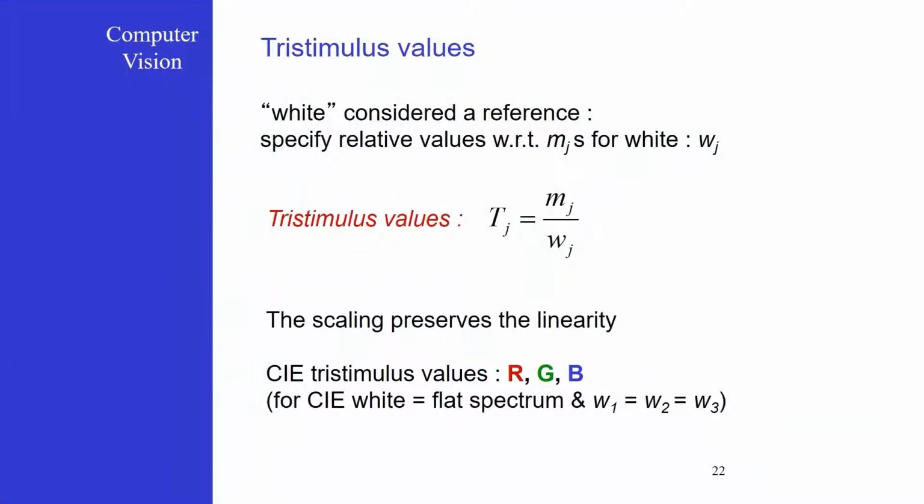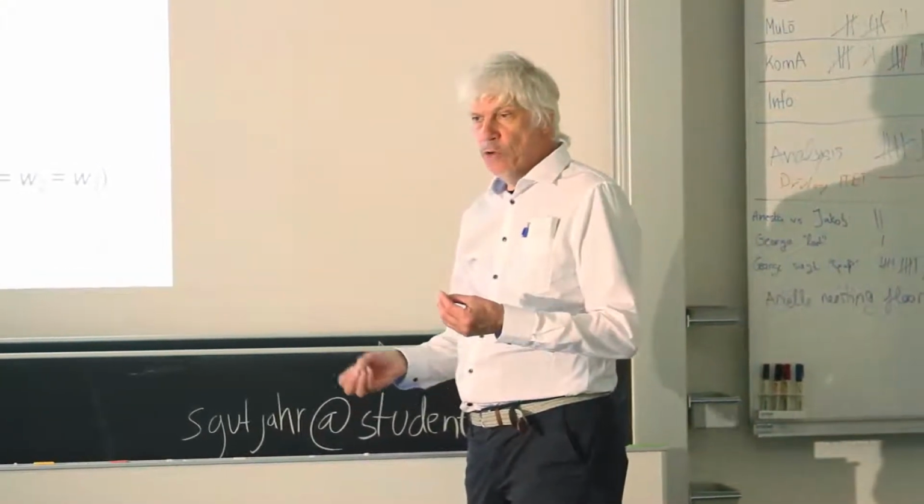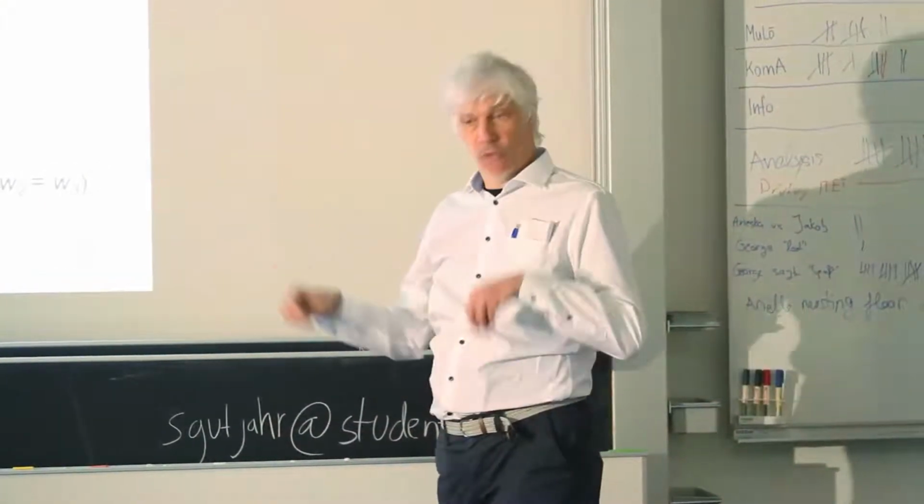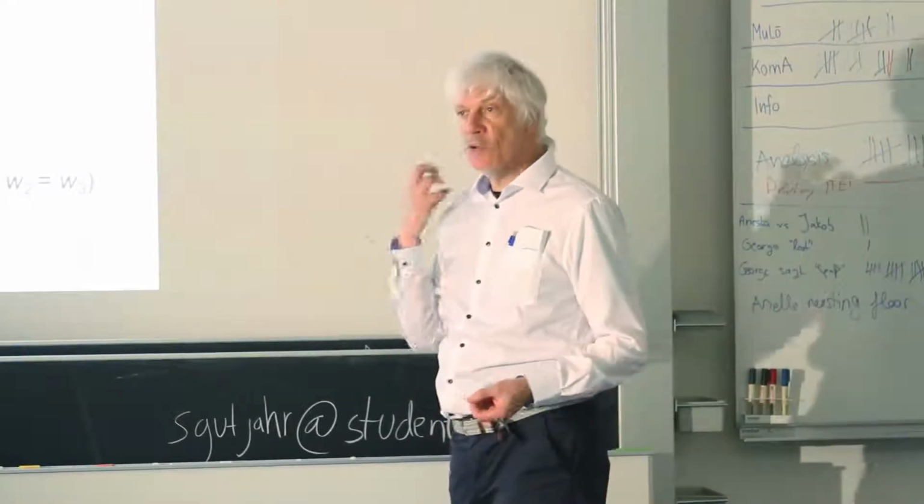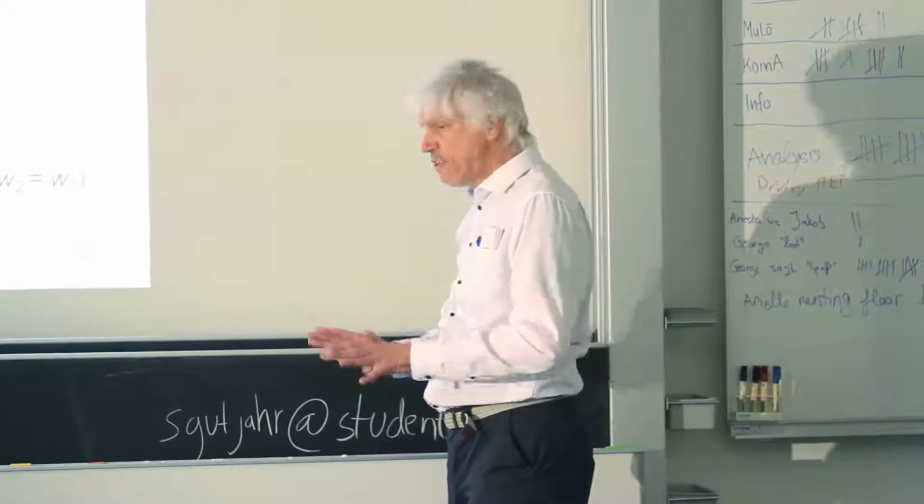That on the side. But notice that this normalization, this division by W, is again linear. These W's are fixed, so these are three numbers. In other words, we get this anisotropic scaling of the M values to go from M to T, from the amounts M to the three stimulus values T. Again, linear. Everything linear so far.